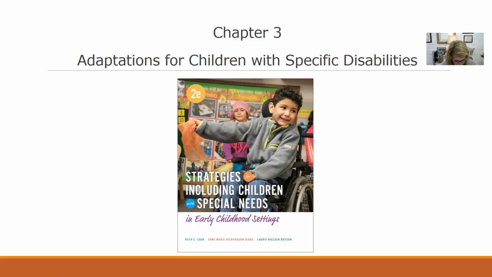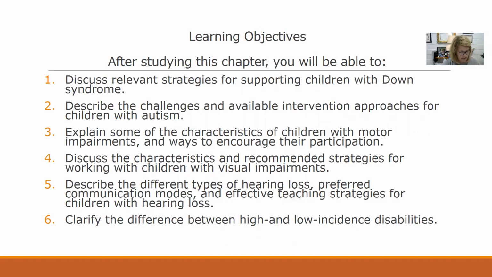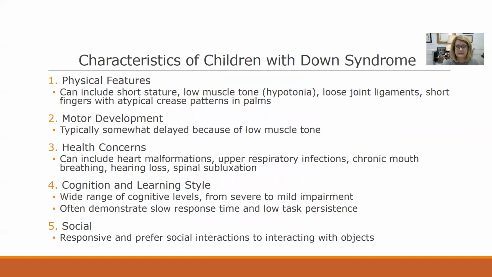So that is why the information that we're going to talk about in Chapter 3 will help you identify some of the most critical needs and strategies for use with children with the following conditions. So we're going to talk about Down syndrome, visual impairment, hearing impairment, cerebral palsy, and autism. And here are just the objectives, and you can go back over those and look at those.